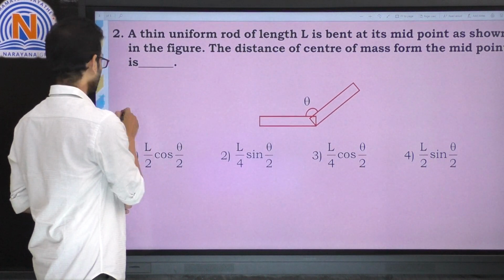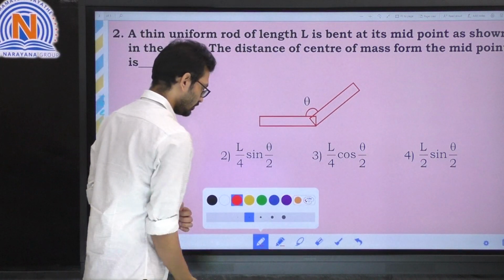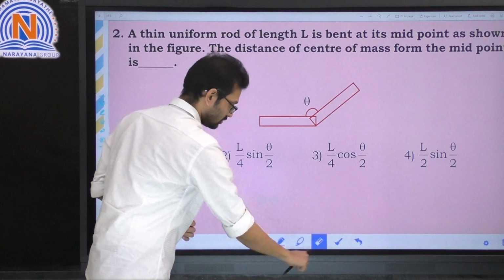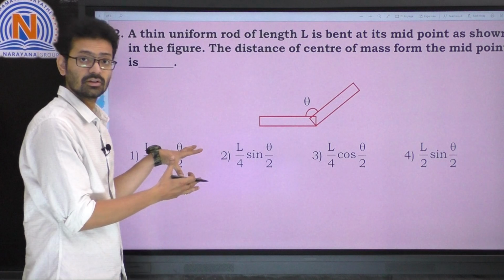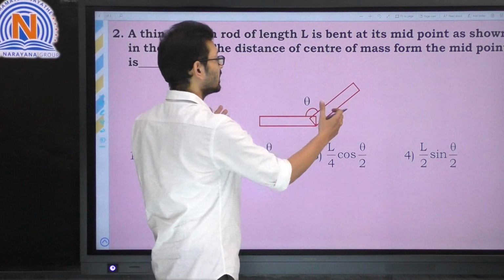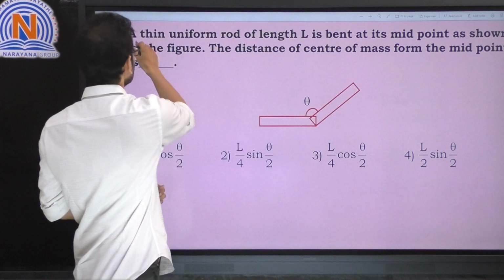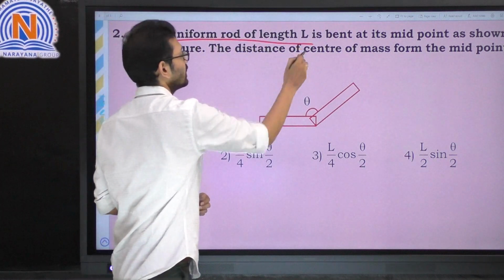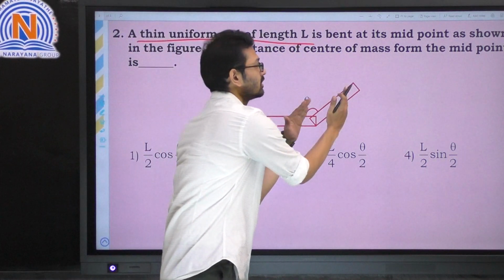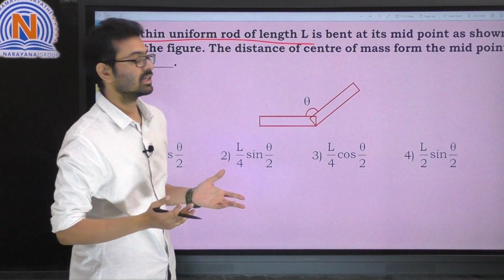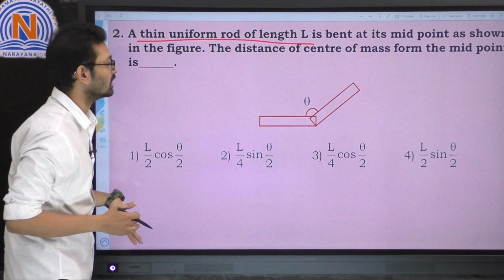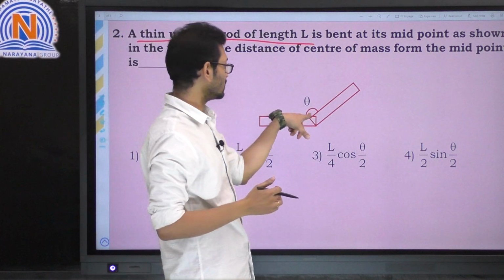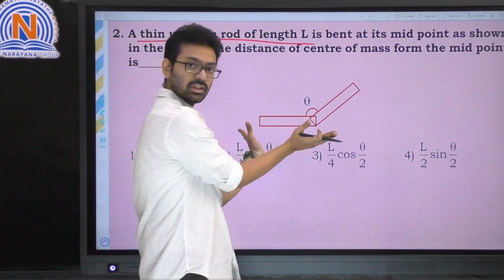So this question, when you consider this question, what happens over here? They gave you a rod which is of some length L, right? A thin uniform rod of length L is given, and it is bent. At what angle is it bent? It is bent at an angle theta at its midpoint, as shown in the figure. Okay, the midpoint is here. At that particular midpoint, they bend it.